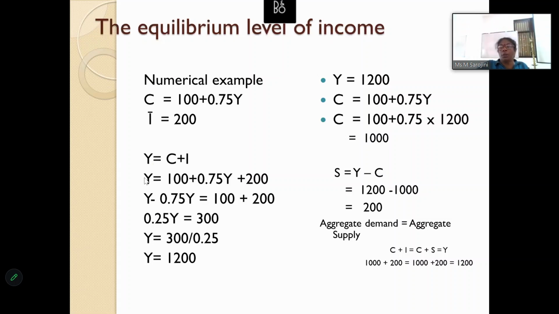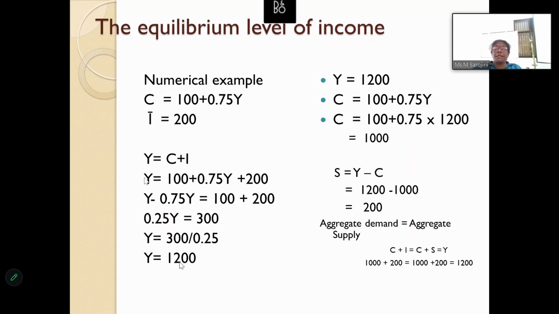Until now, we learned about the national income calculation under the aggregate demand and aggregate supply function. Another approach is the saving and investment method. Here, C is equal to 100 plus 0.75Y, I is equal to 200. Once we calculated the national income using this information by applying the aggregate demand and aggregate supply function, we derived that Y is equal to 1,200.